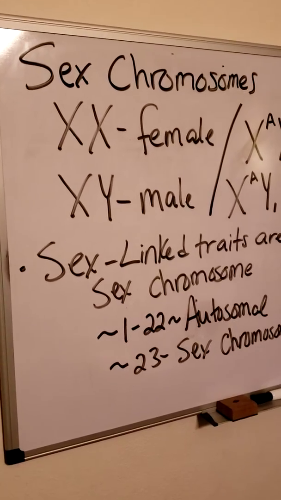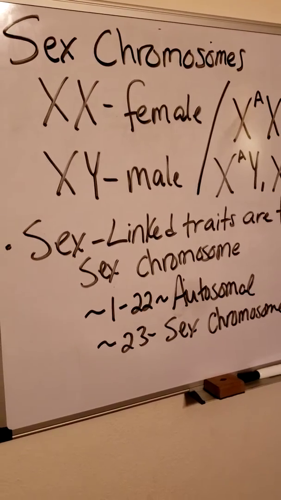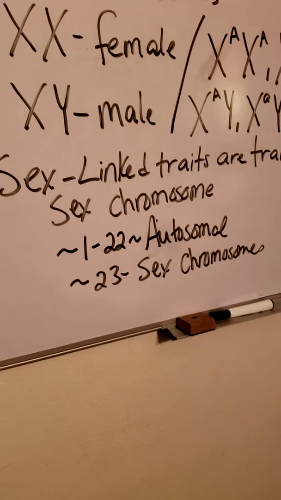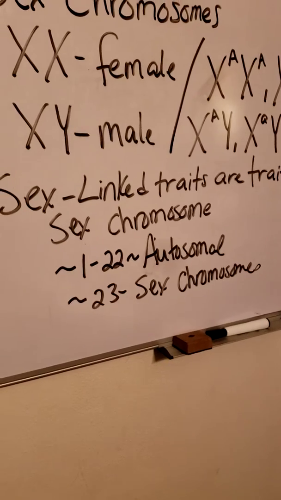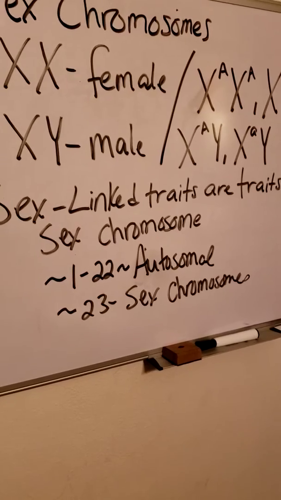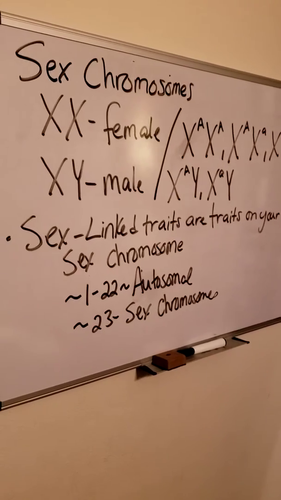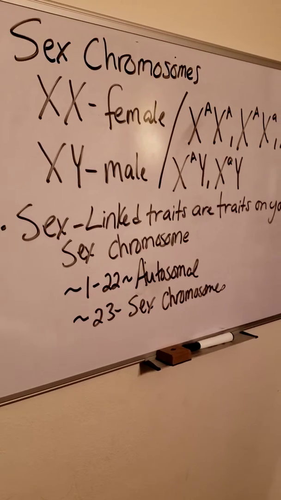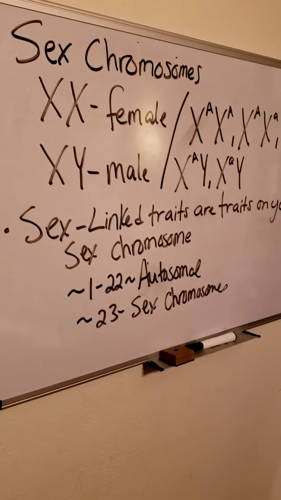So your sex chromosomes: we have XX, which is a female, and XY, which is a male. Sex-linked traits are traits on your sex chromosome. When we did our karyotyping activity, we looked at chromosomes 1 through 23. Well, 1 through 22 are autosomal chromosomes. The 23rd chromosome is your sex chromosome. So when we talk about sex-linked traits, we are typically talking about traits located on the X chromosome. Some examples are color blindness, which is carried on the X chromosome, baldness, and hemophilia, which is a blood clotting disorder.